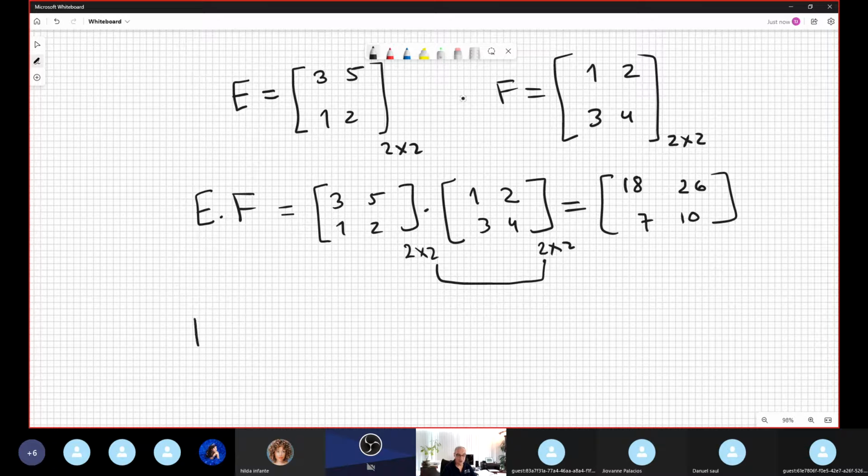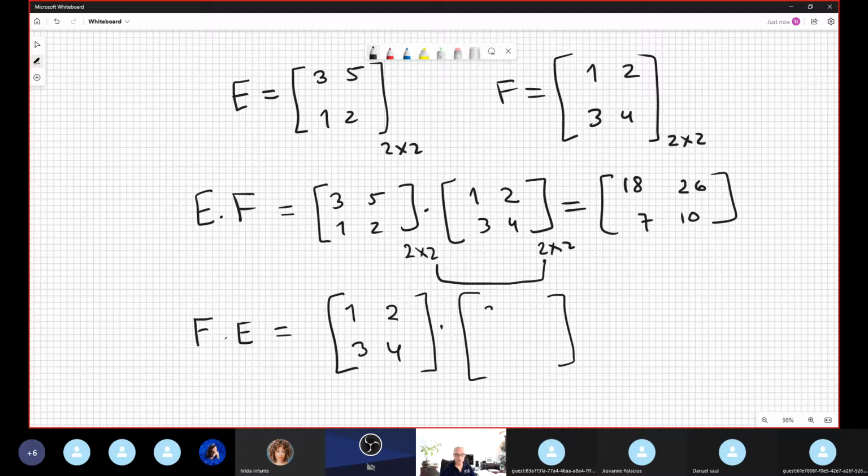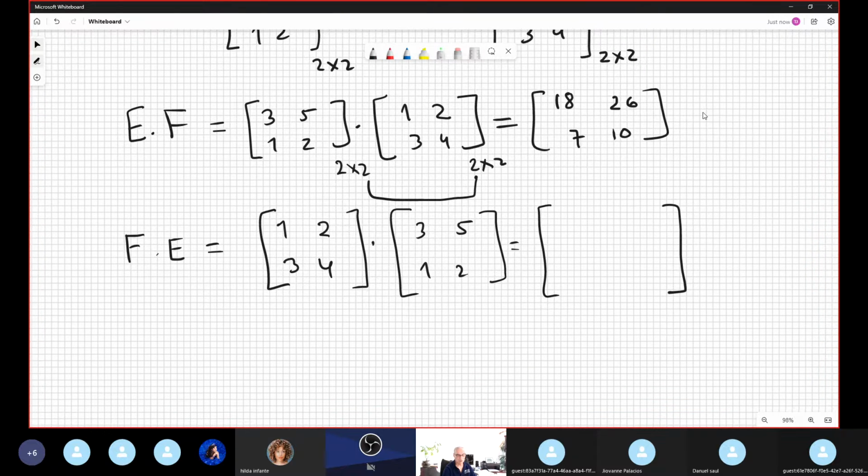Okay, that's a surprise. Suppose I do the multiplication F times E. So I swap. I change the order. Suppose we have 1, 2, 3, 4, and 3, 5, 1, 2. The dimension is the same, matching perfectly. We expect 2 by 2 matrix. And let's do it. 1 times 3 is 3 plus 2 times 1 is 2, is 5. And you see again the first is 18, now 5. Wow.